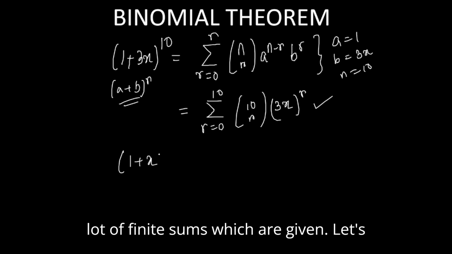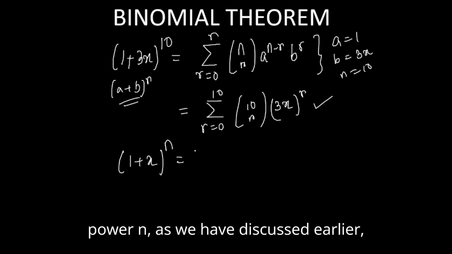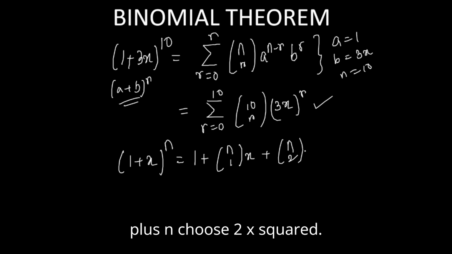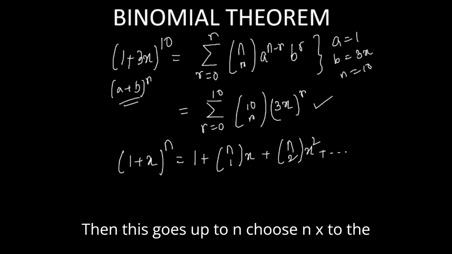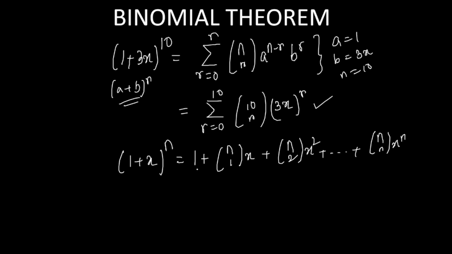Now, we can use this to our advantage to find a lot of finite sums which are given. Let's say, for example, (1 plus x) whole to the power n, as we have discussed earlier, should be equal to something like this: 1 plus n choose 1 x plus n choose 2 x squared, and this goes up to n choose n x to the power n. The first term is also n choose 0 basically, but I've written it as 1.